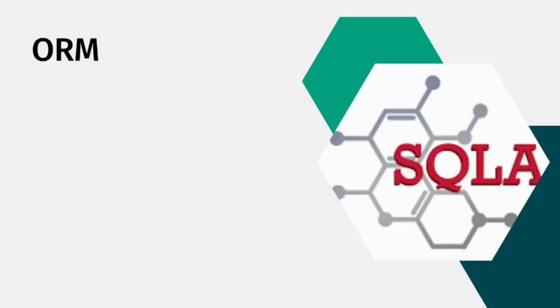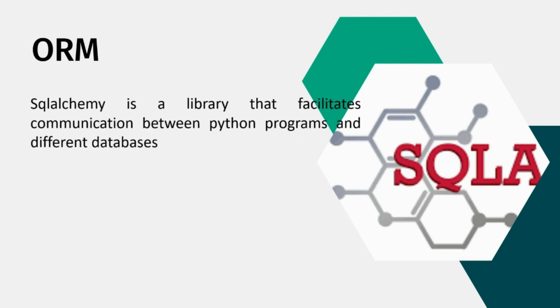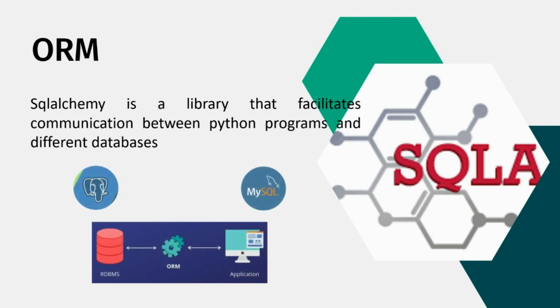Next, let's see what ORM is. ORM stands for Object Relational Mapper. And SQLAlchemy ORM is a mapper which helps to translate the database table record to a class object. Basically, SQLAlchemy is a library that facilitates the communication between a Python program and different databases.